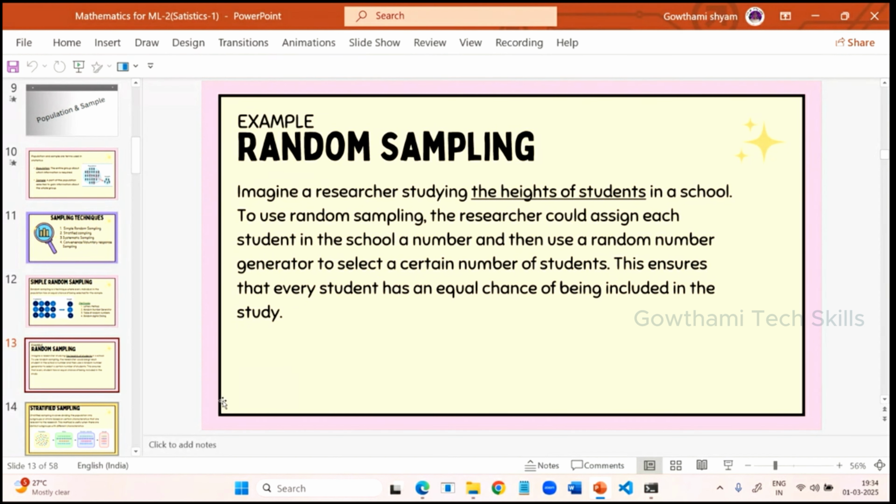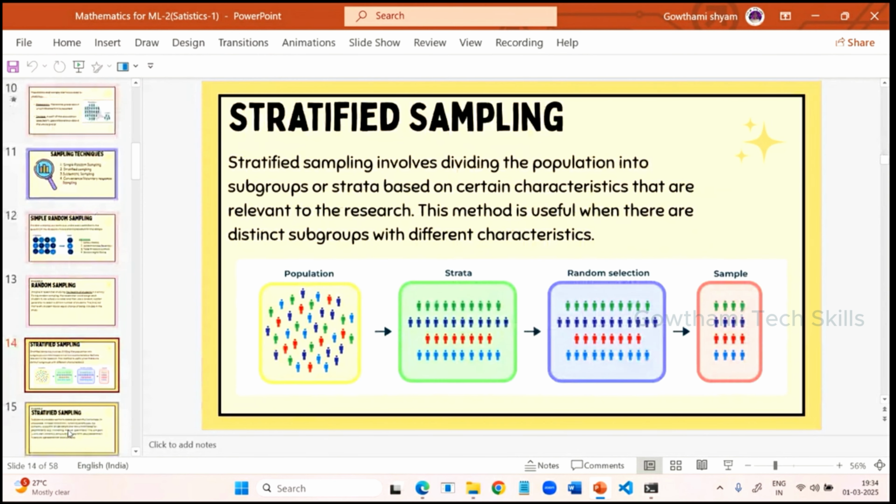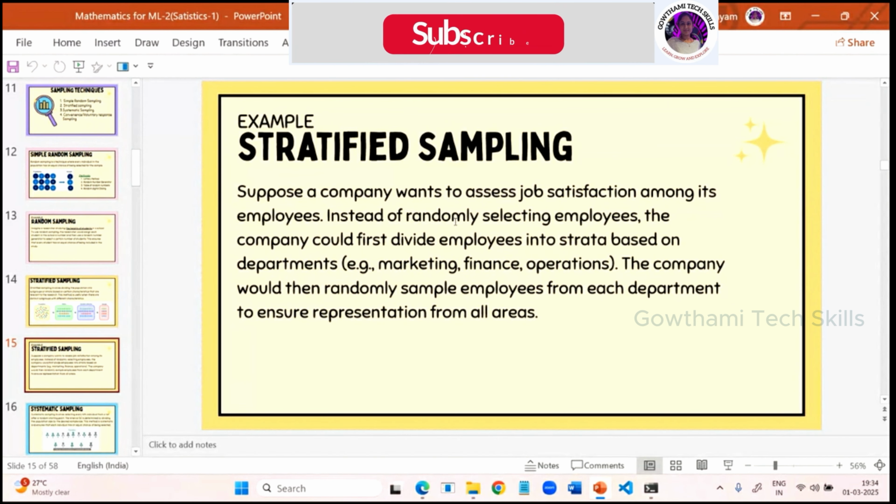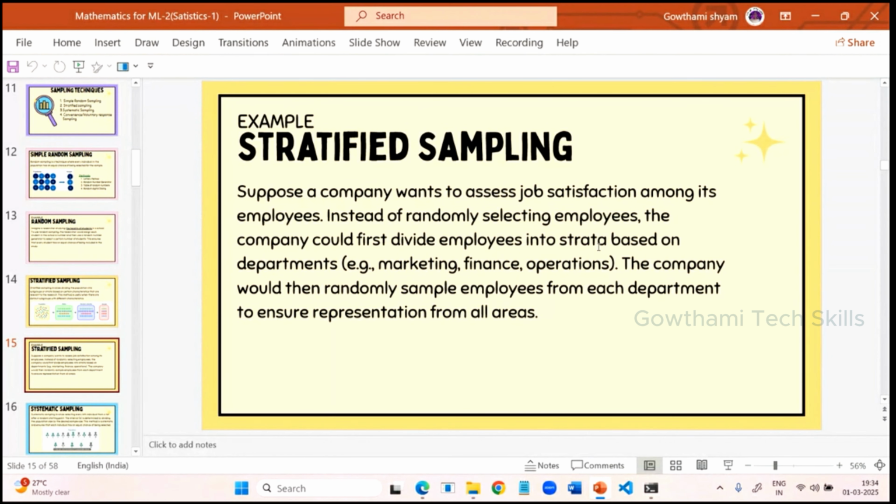Next, what is meant by stratified sampling? Here you have some categories, and each person might have some opinions. I have one simple example. See here, a company assesses job satisfaction among its employees. Instead of randomly selecting the employees, the company could first divide employees into strata groups. Strata is nothing but the groups, based on departments like marketing, finance, and operations. In marketing there might be 10 people, in finance maybe 5 people, in operations something like 15 people.